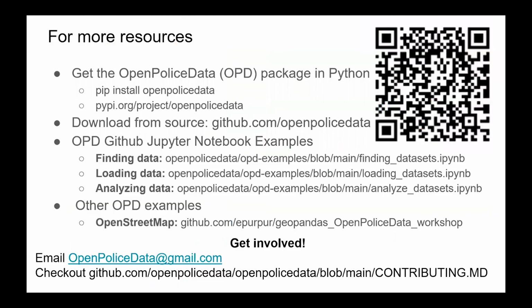And for more resources, you can scan the QR code, which will go to the pip repository for the Python package. The code is all open source. There are examples on the GitHub repository and Jupyter notebooks for finding data, loading data, and analyzing it. And there are also some OpenStreetMap examples available. If you're interested in getting involved, you can email the Gmail address or just go to the repository, where we have a section on how to contribute.